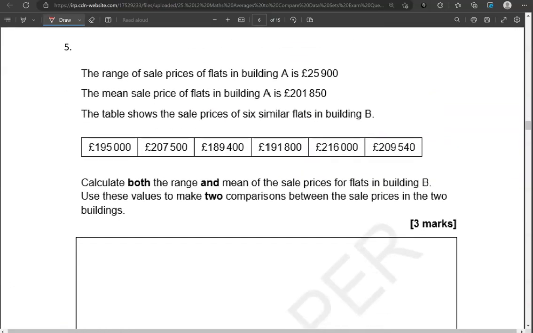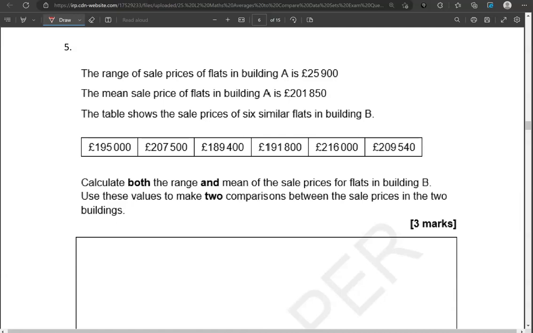The range of sale prices of flats in Building A is £25,900. The mean sale price of flats in Building A is £201,850. The table shows the sale prices of 6 similar flats in Building B. Calculate both the range and mean of the sale prices for flats in Building B. Use these values to make two comparisons between the sale prices in the two buildings.